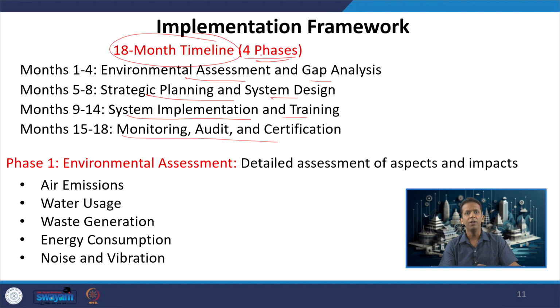So, this is a time based division of work, but what were actually those 4 phases decided by Tata Steel? The first phase was environmental assessment, where a detailed assessment of aspects and impacts associated with the environment was taken, noted or measured, like air emissions, water, waste, energy consumption, noise, vibration. So, all these things were accounted for in phase 1.